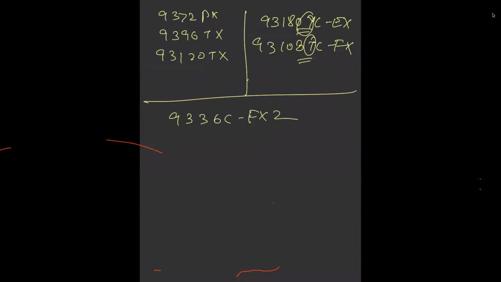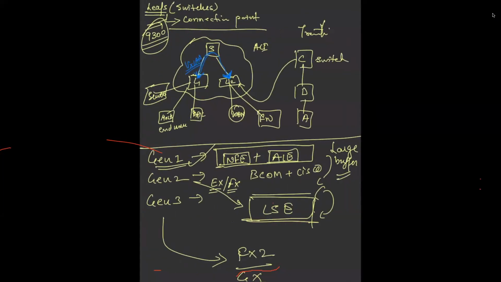And what is meant by that BCom plus Cisco? What is that? So BCom is Broadcom. Broadcom is giving this chip NFE, and Cisco is making ALE. Okay, these are internal parts of your ASIC.